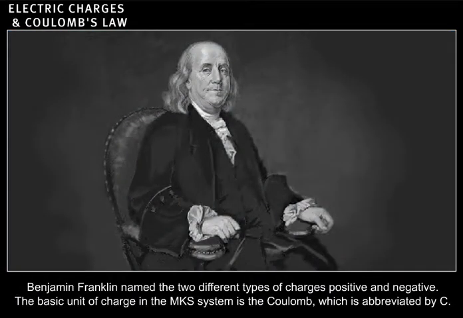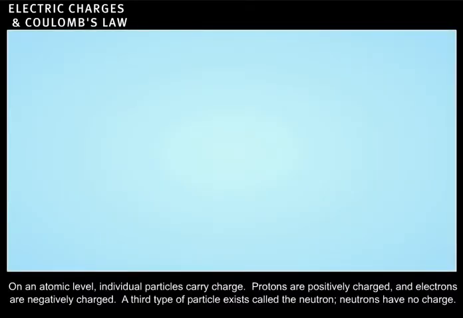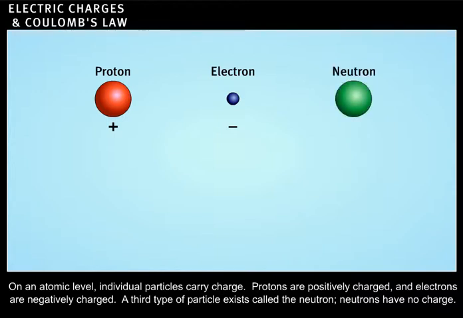Benjamin Franklin named the two different types of charges positive and negative. The basic unit of charge in the MKS system is the Coulomb, which is abbreviated by capital C. On an atomic level, individual particles carry charge. Protons are positively charged and electrons are negatively charged. A third type of particle exists called the neutron. Neutrons have no charge.